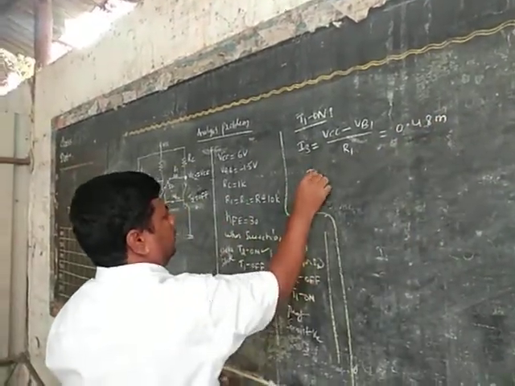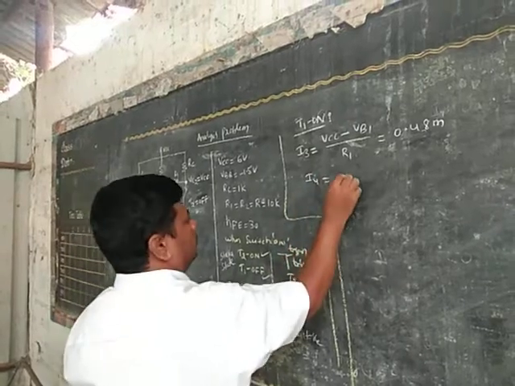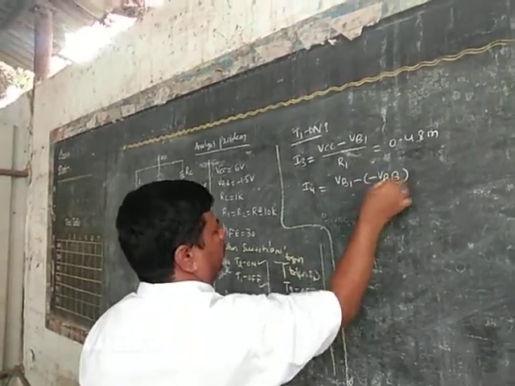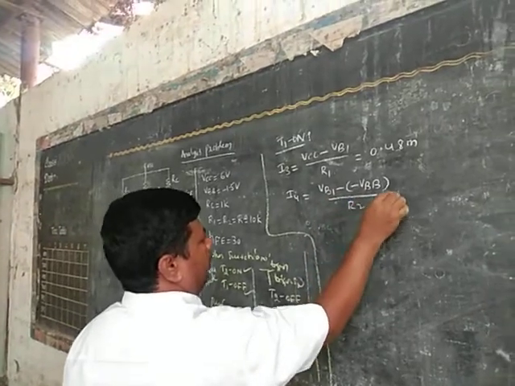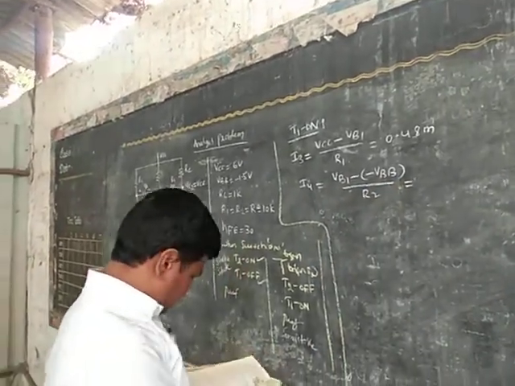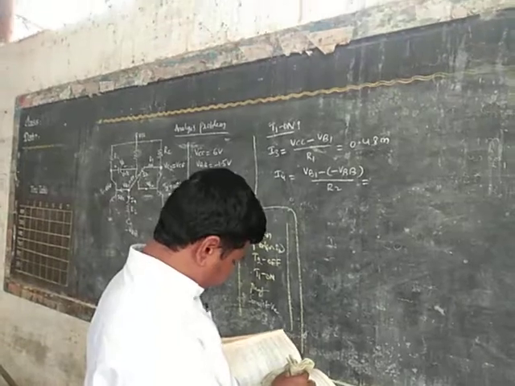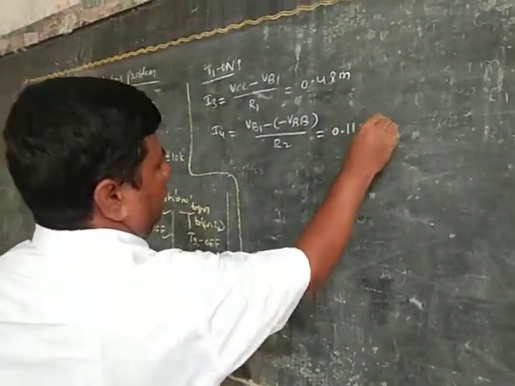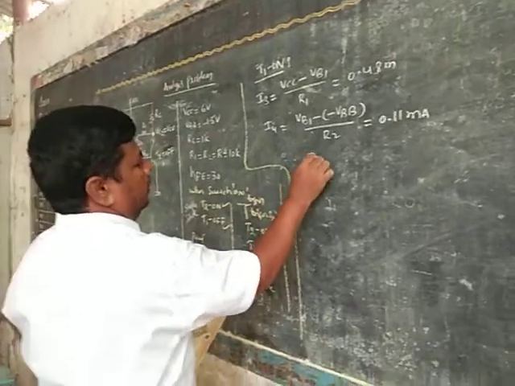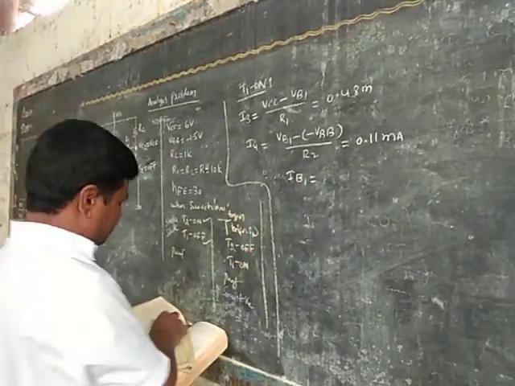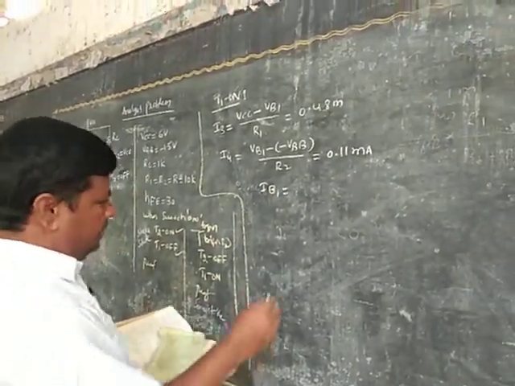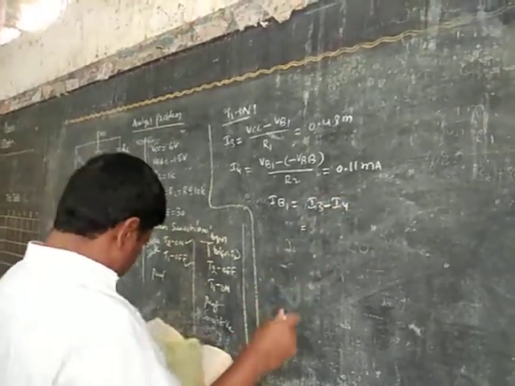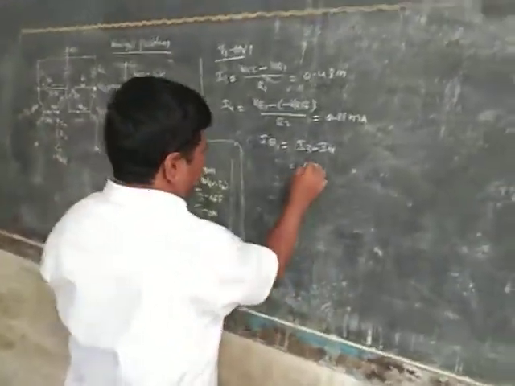Then I4 current is equal to VB1 minus VBB by R2. That value is equal to 0.11 milliamperes. Then IB1 is equal to I3 minus I4, that is equal to 0.37 milliamperes.